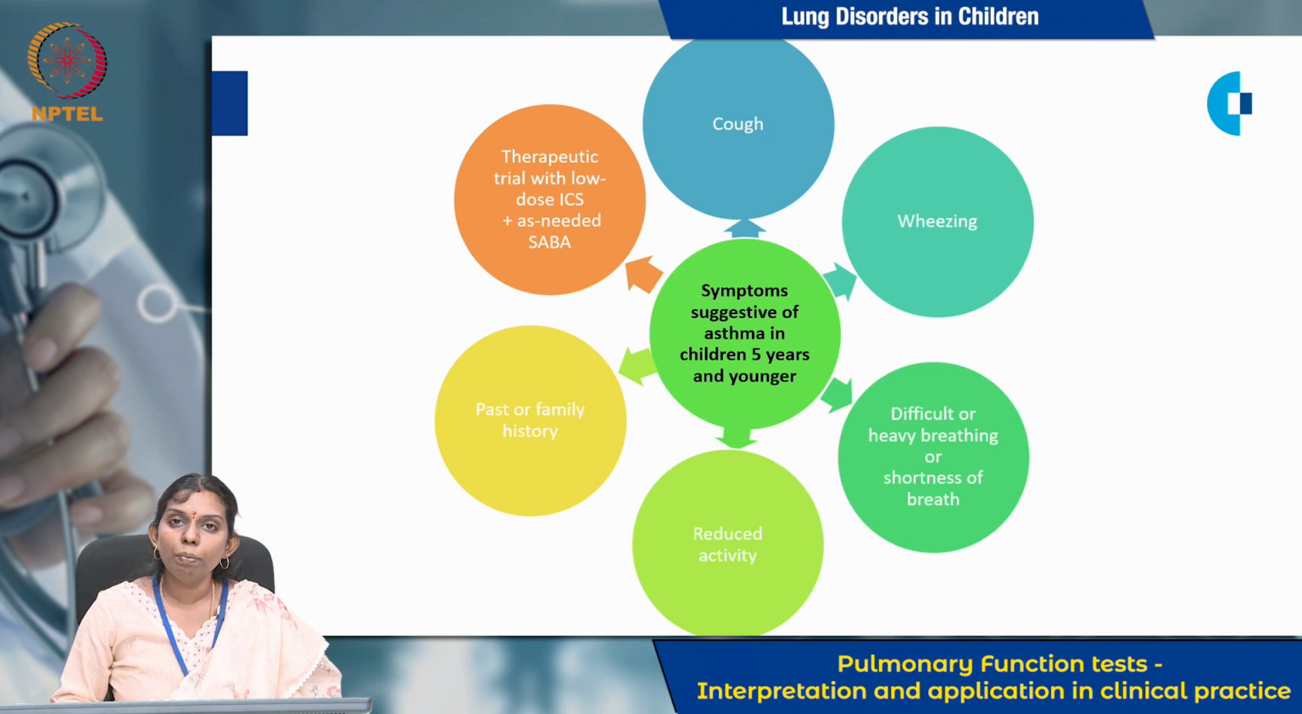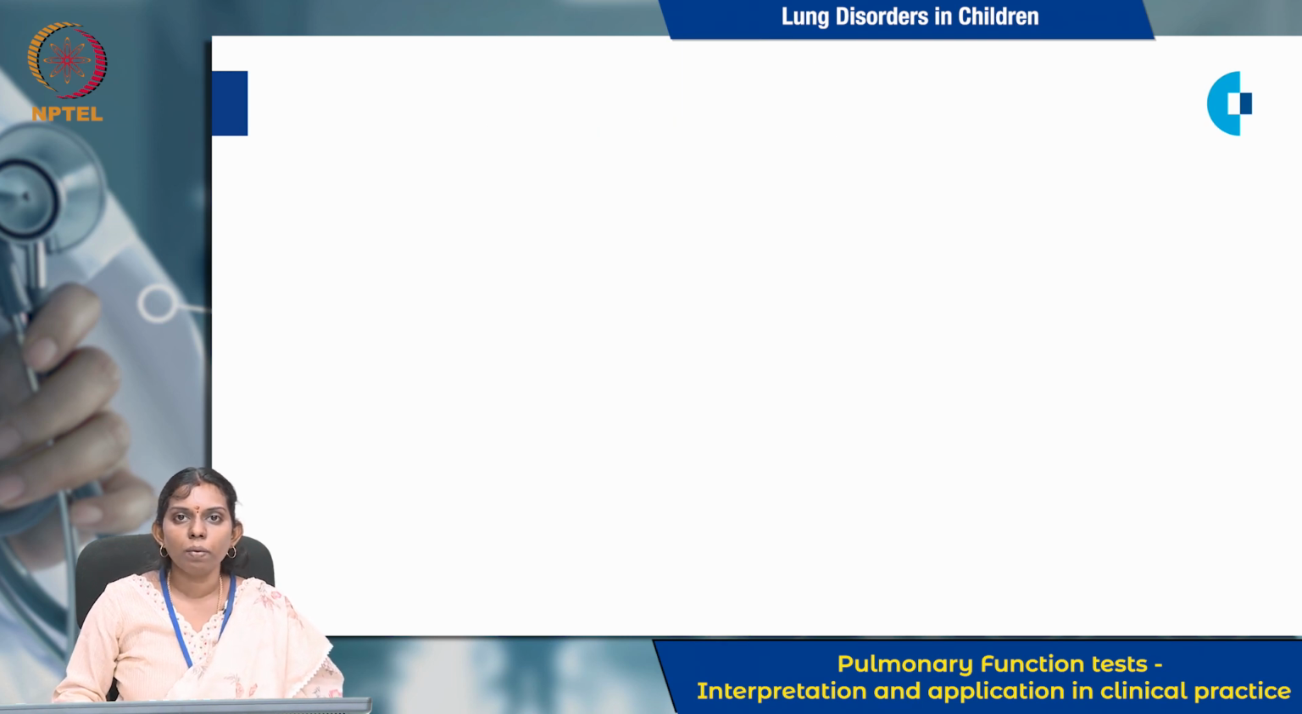Then comes a therapeutic trial with low dose inhaled corticosteroids or a short acting beta 2 agonist, which is given over 2 to 3 months. If the child has a clinical response with fewer symptoms during the use of the therapeutic trial of low dose corticosteroids, and if the child again has worsening when we stop these steroids, then it is a probable indicator the child is developing features of asthma.